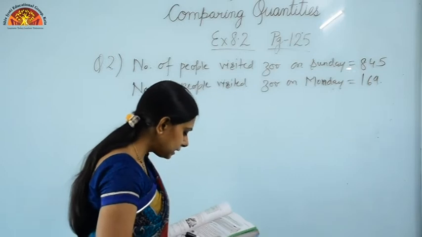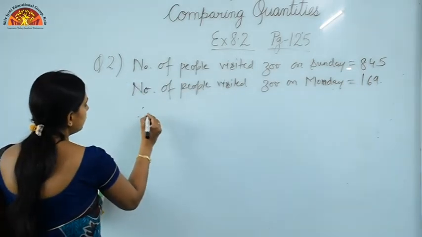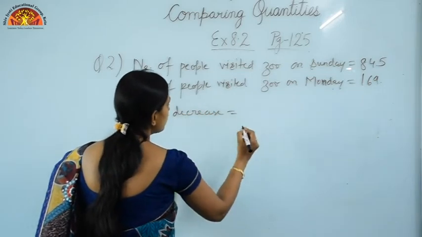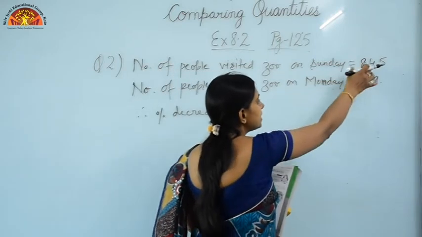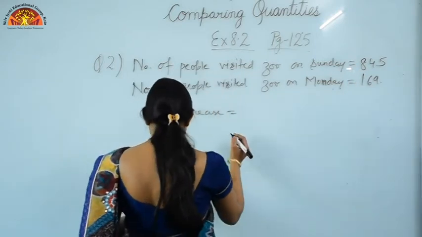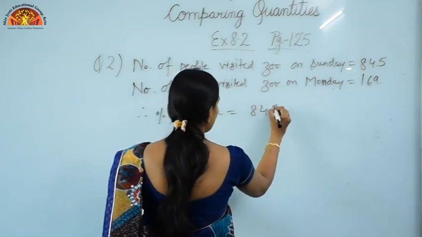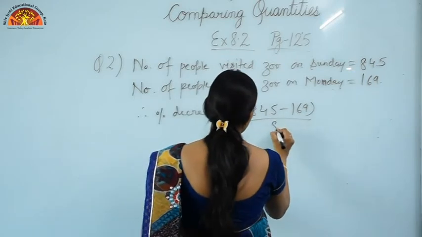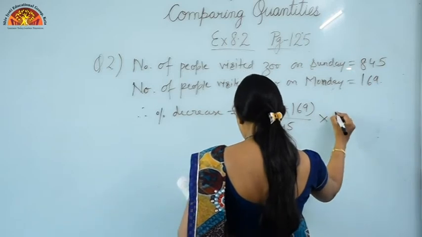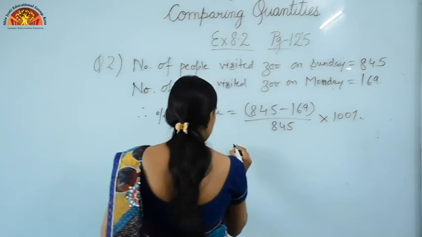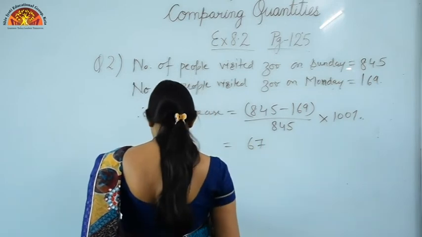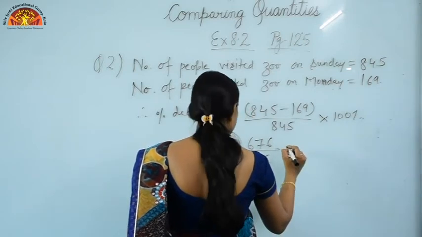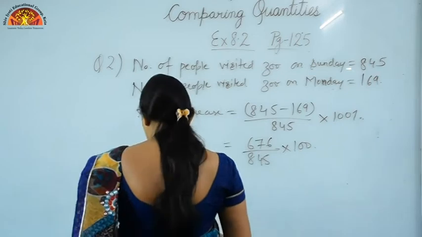Now you have to find the percentage decrease. Therefore, percentage decrease is equal to, what will we do? I have already told you, we will just take the difference of both. So 845 minus 169. Okay, we are just comparing with the original number, that is 845, into 100%. So it comes out to be 676 upon 845 into 100. Okay, now you can just calculate it.